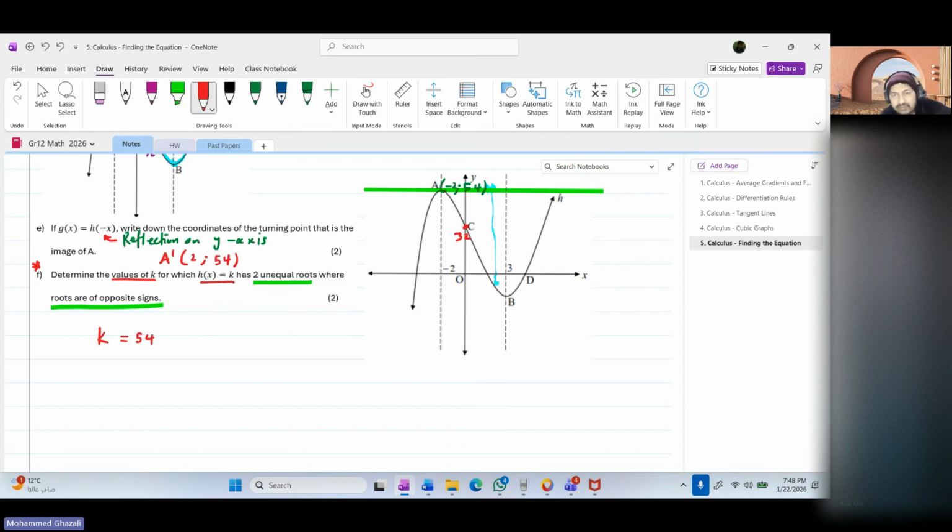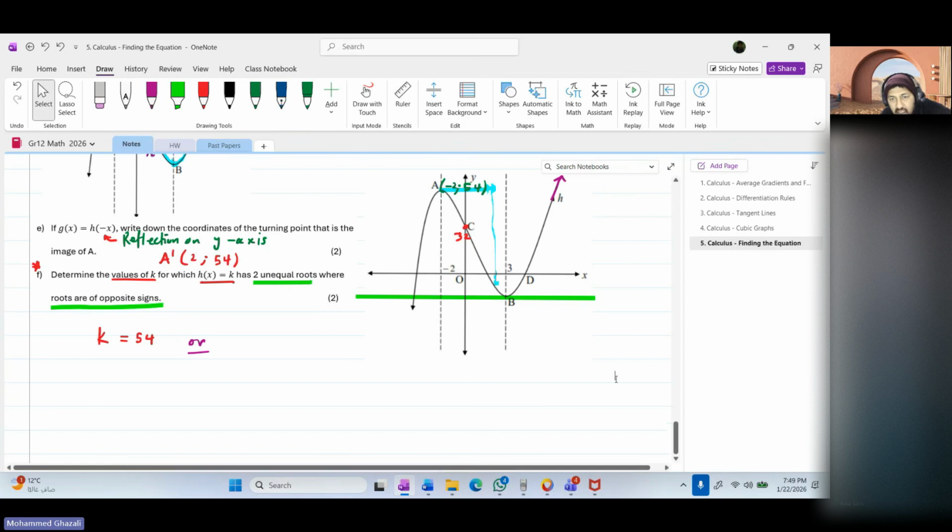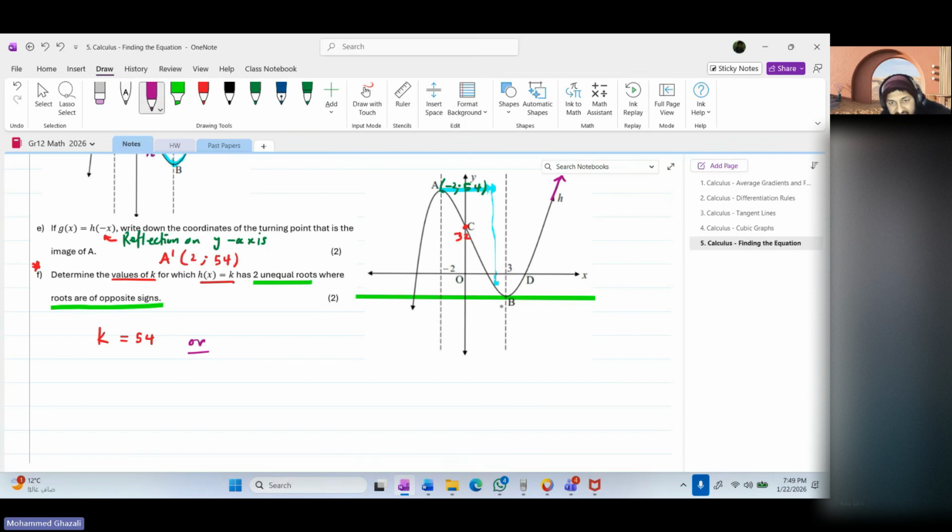If I cut at 54, I'm only getting two roots. One root is negative and the other root is on this side, which is positive, because remember this cubic function continues. You can clearly see that. Or where else must I cut? What about cutting here at the bottom? At the turning point, yes, that will also work because now this root is positive and the other root is negative.